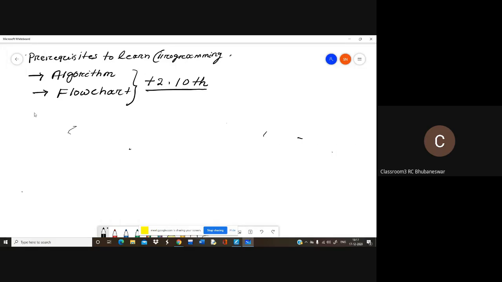Before defining an algorithm, what is an algorithm? Before developing or defining it, let me give an example, the same example, let me repeat it again. Suppose addition of two numbers is my program. What are we doing first? You are first inputting two numbers.